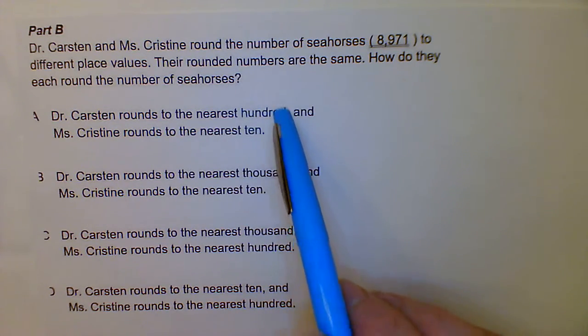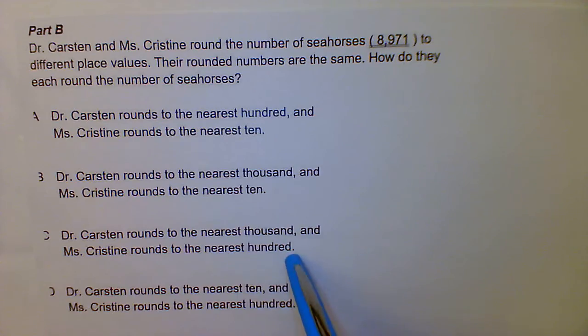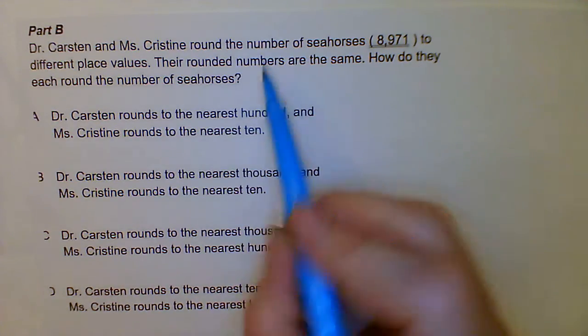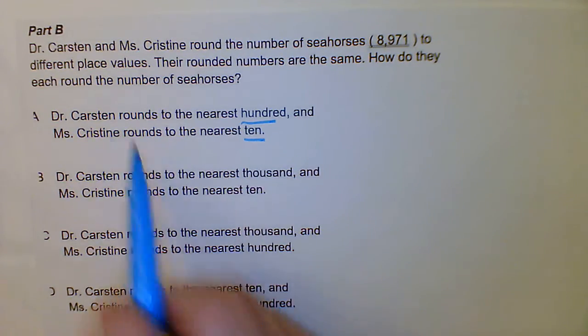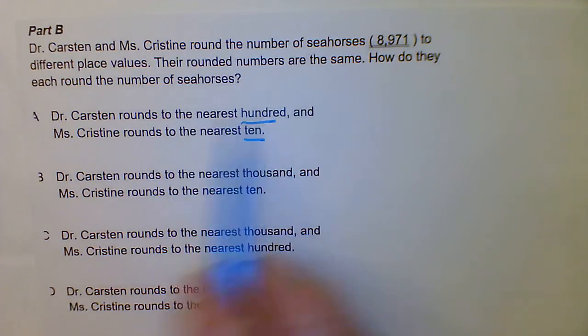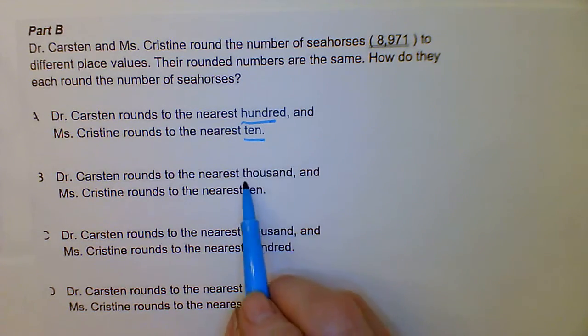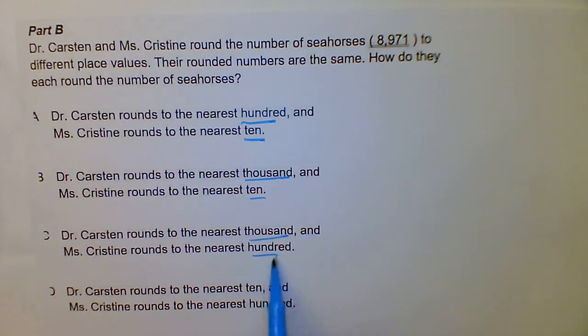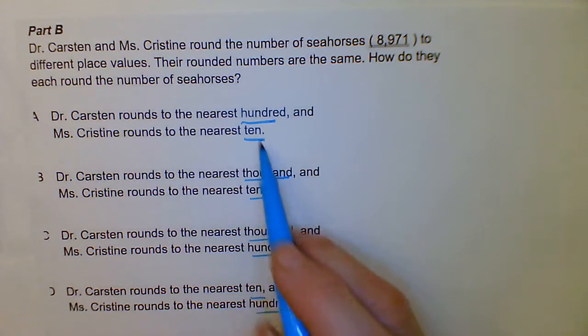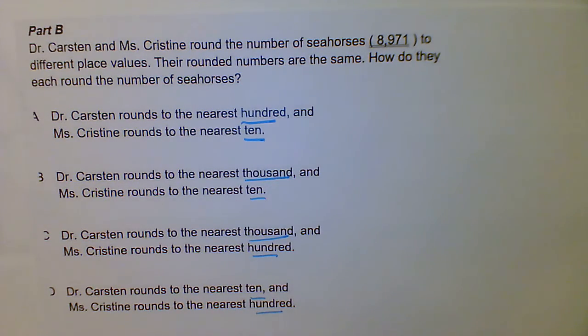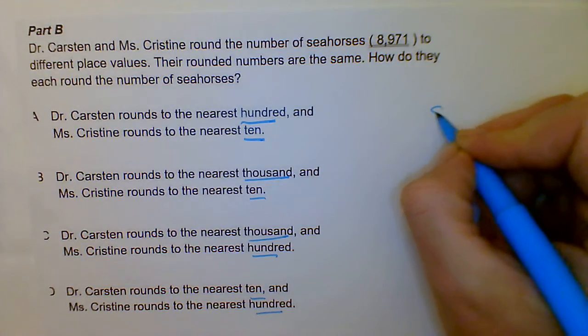Now here I can see I have hundreds and tens and thousands and tens and thousands and hundreds. See all these place values that things are being rounded to? Dr. Karsten rounds to the nearest 100 and Miss Christine rounds to the nearest 10. So I see all these, and again, it's rounding to the nearest 100, 10, and 1,000. So let's go ahead and do that. Let's round this number to each of those place values and see what we get.